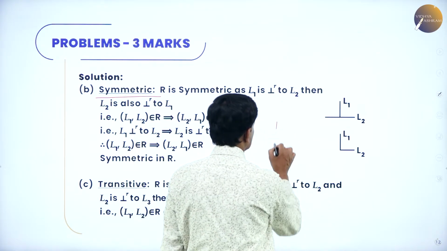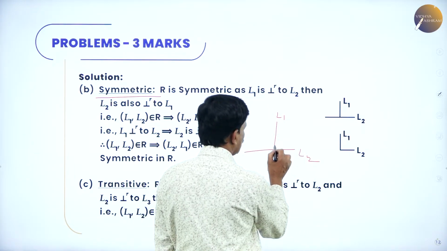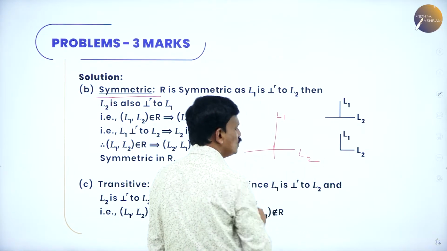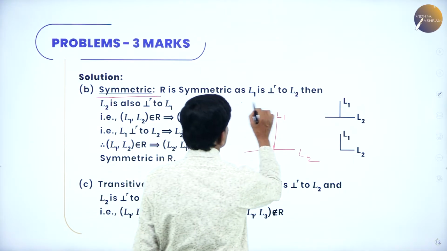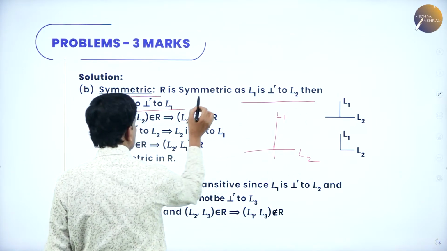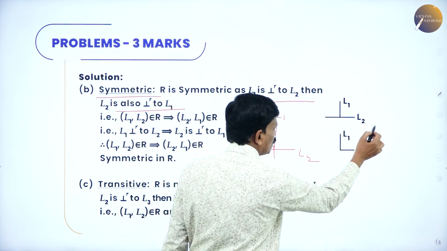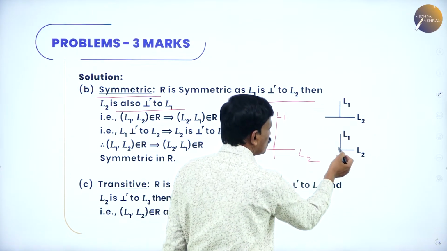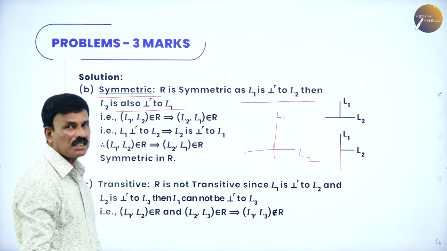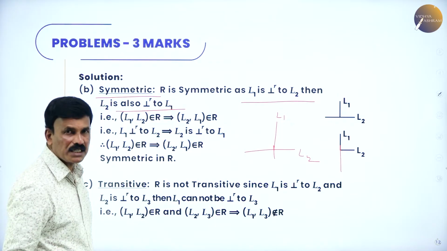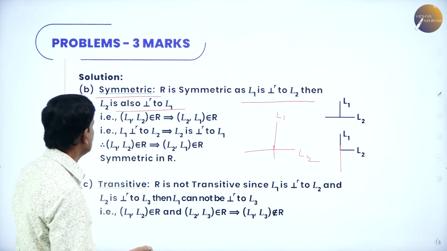See, here the line L1 is perpendicular to L2, and this line L2 is also perpendicular to L1. That means we can say that R is symmetric: as L1 is perpendicular to L2, then L2 is also perpendicular to L1. So, therefore, this is a symmetric relation.